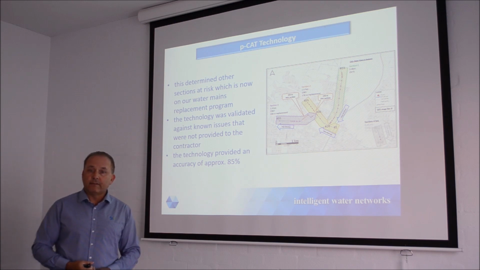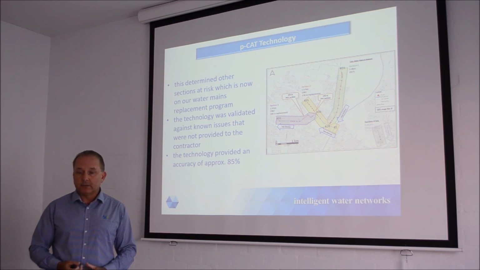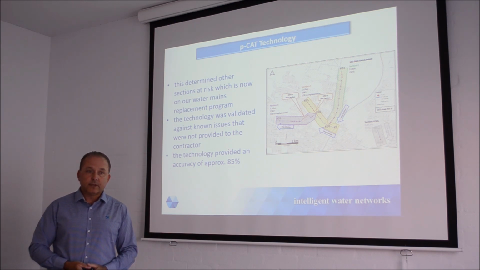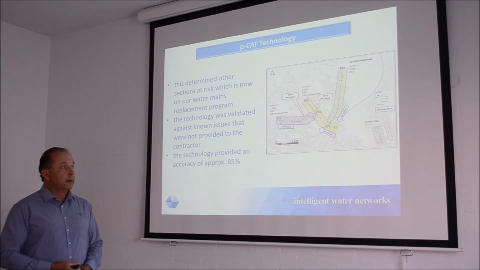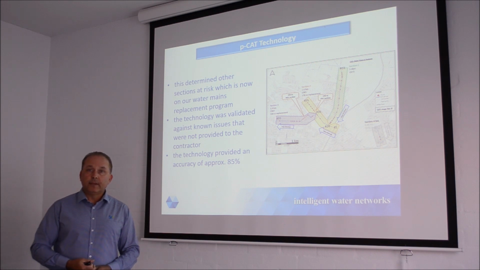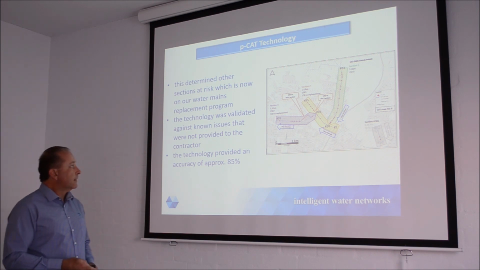And by validating it, you can see that the technology is improving. So we landed roughly around the 85% mark, which is a good result, and a good result for us at Western Water too. So the areas where we've got issues, what we're going to do is put them on the mains replacement program and fix them, rather than just wait for them to fail again.